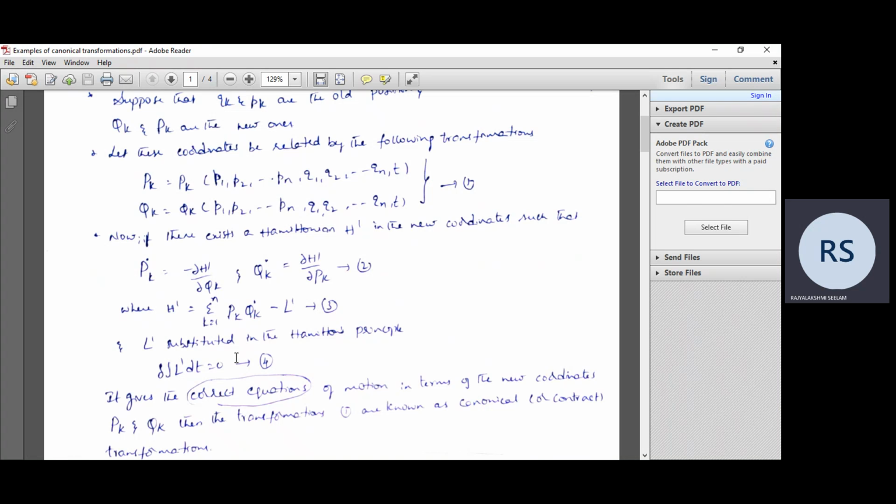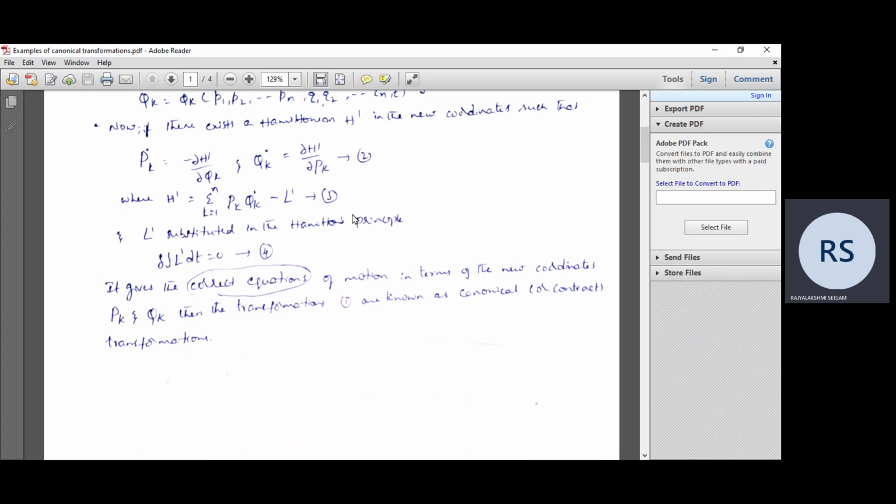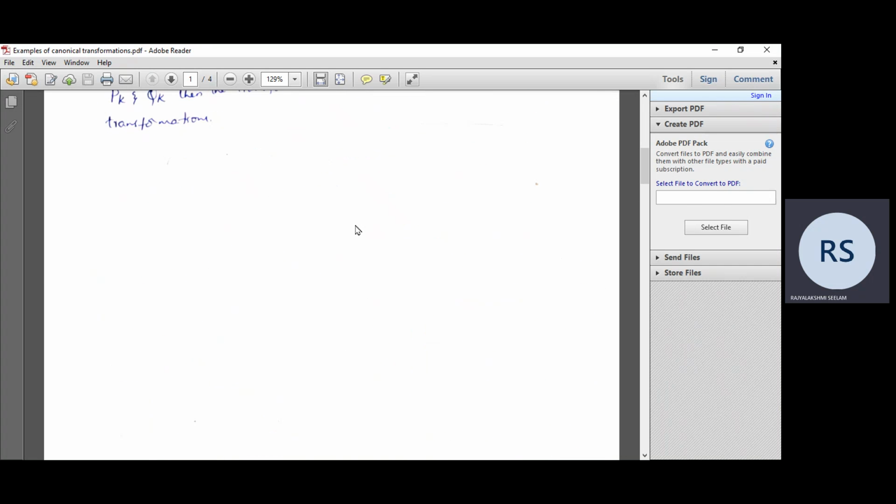And this equation number 4 gives the correct equations of motion in terms of the new coordinates, that means capital P_K and capital Q_K. Then the transformations in equation number 1 are known as canonical or contact transformations. These are the equations of canonical transformations.